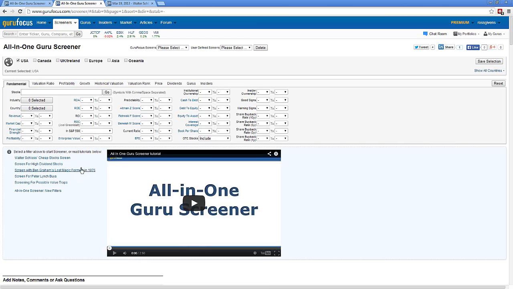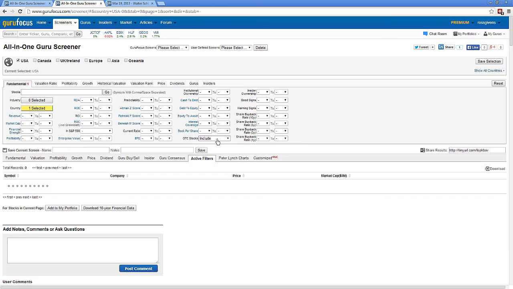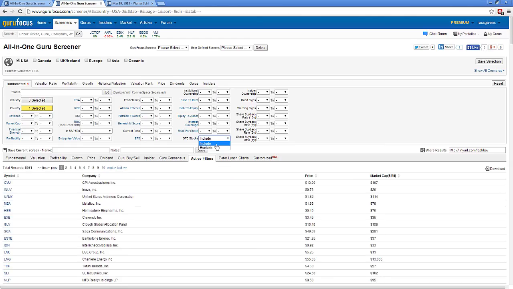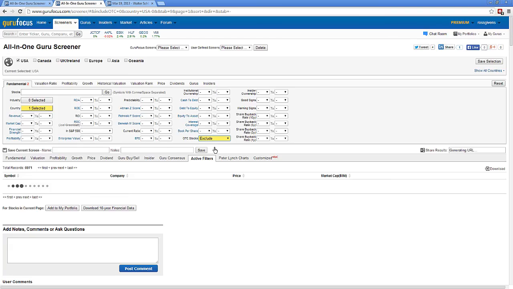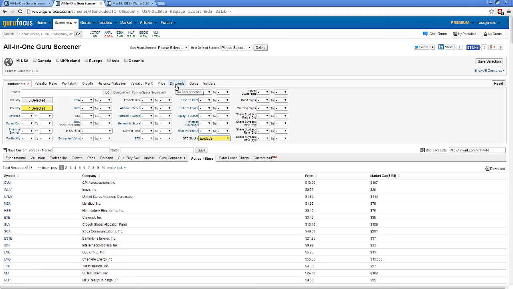So other screens here, we talked about like if you're a big dividend guy. Okay, so some of these dividends. Once again, I'll just select the U.S. as a country, and I'll go ahead and exclude over-the-counter stocks. Just a little bit risky for my blood. I'm going to go ahead and take those out. And there's a dividends tab here at the top.